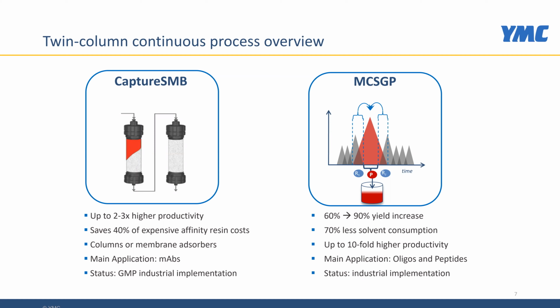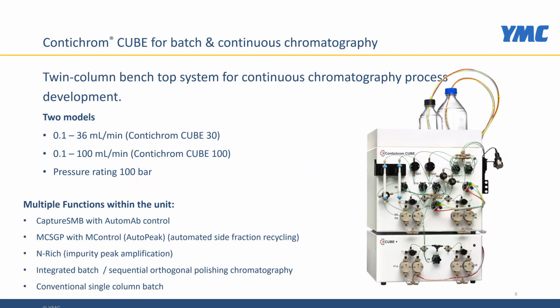These processes can be run on the benchtop scale in the Contichrom CUBE system, which is shown here. It's a twin column system. Both processes require 2 columns of the same type. And this system exists in 2 different versions, one version up to 36 ml per minute and the other one up to 100 ml per minute. The pressure rating is 100 bar, so about 1,500 psi.